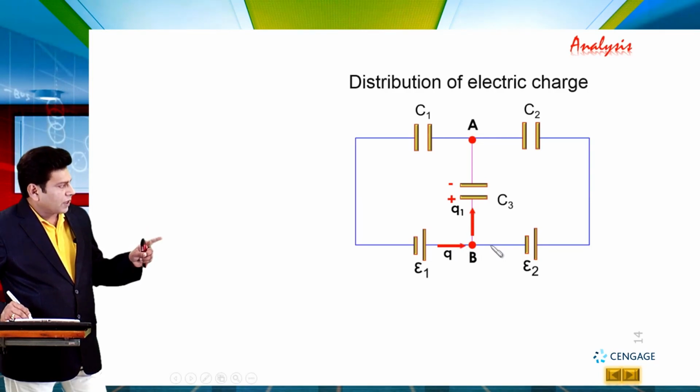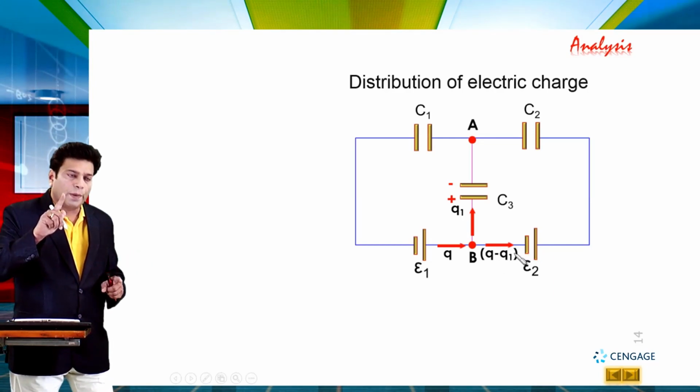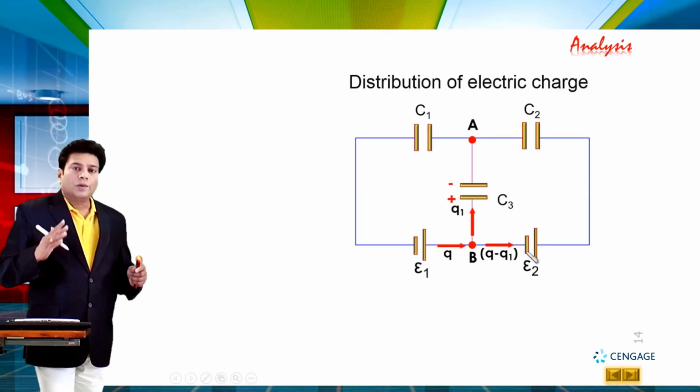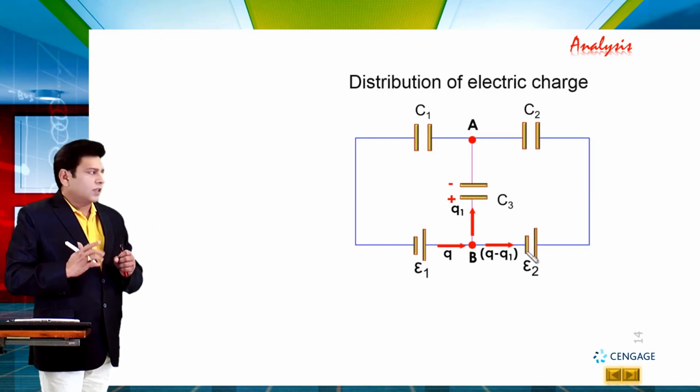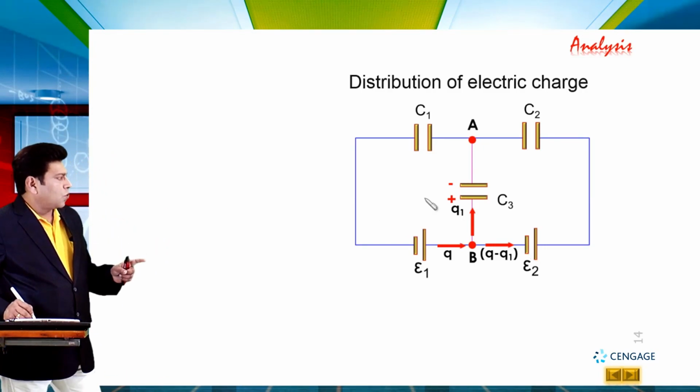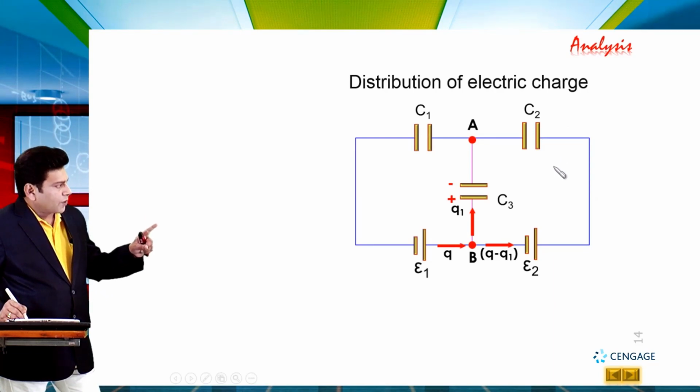So here we can do one thing, we can make the charge direction like this, that is Q minus Q1. It will reach to the battery E2. Now we know, as we discussed, battery is a charge pump. It cannot store or create the charge. So this charge Q minus Q1 will flow in the right direction, that is through the positive plate of the battery and in the upward direction, and finally reach to the right plate of the capacitor C2.